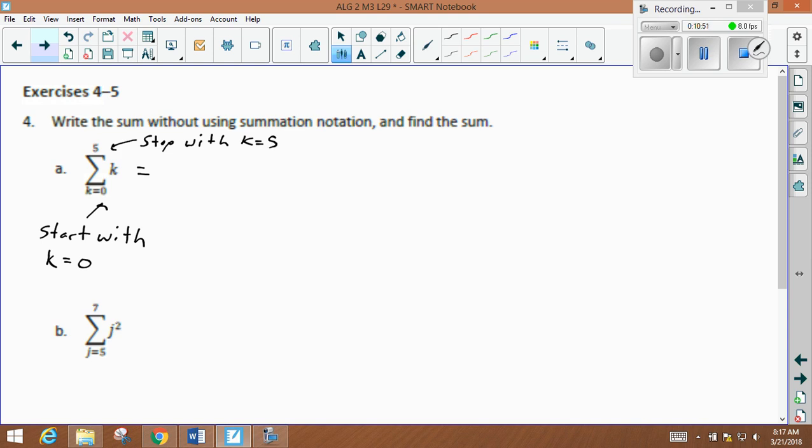It's saying, hey, substitute the first number, and then in sequential order, substitute the next one, right? I should say consecutive. Sorry, that was the word I was looking for. That's why I had a little brain moment. Right? Consecutive numbers. So in other words, I plug in k equals 0. And then I add it to k equals 1. And then I add it to k equals 2. I add it to k equals 3. Four.